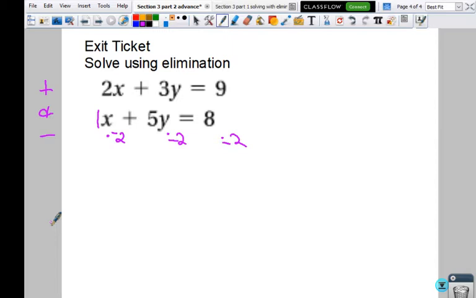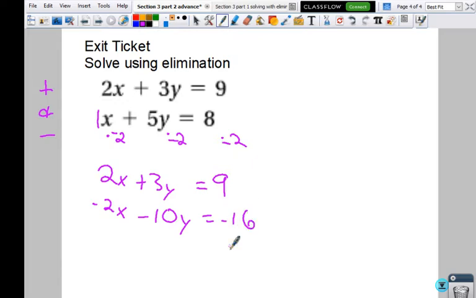So we have 2x plus 3y equals 9. I multiply by negative 2. I get negative 2x. Let's see. 5y times negative 2 is negative 10y. So I'm going to go negative 10y, and it's going to equal 8 times negative 2, which is negative 16. So this step 1 was a little sneaky. It's fun to say.